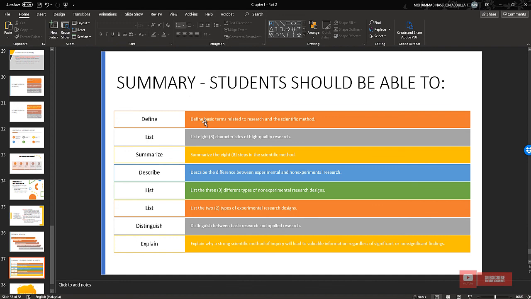We already defined the basic terms related to research and scientific method. This is from our first lecture. We already listed 8 characteristics of high quality research. We already summarized 8 steps in the scientific method, and we already described the difference between experimental and non-experimental research, 3 types of non-experimental research design, 2 types of research design, and distinguished between basic research and applied research. We already discussed this one.